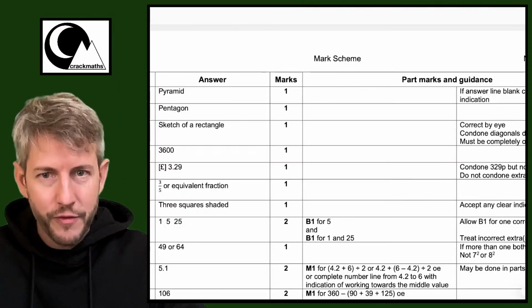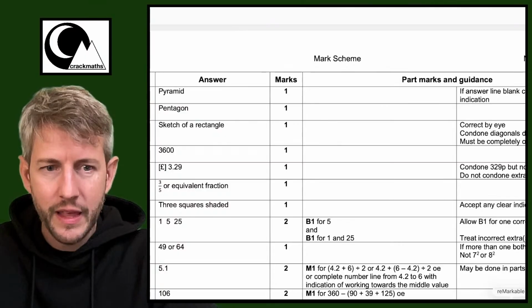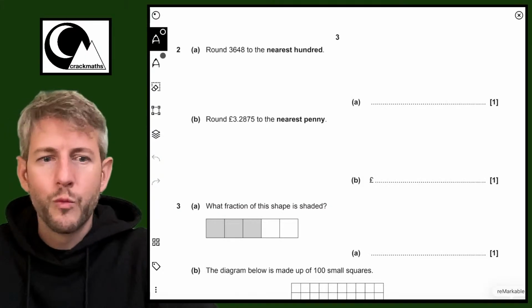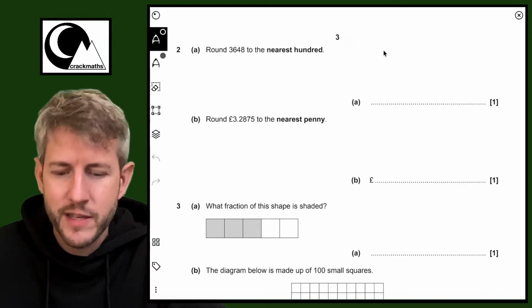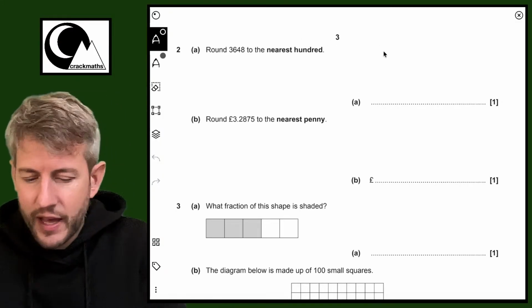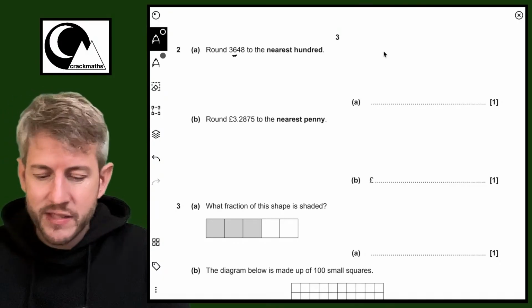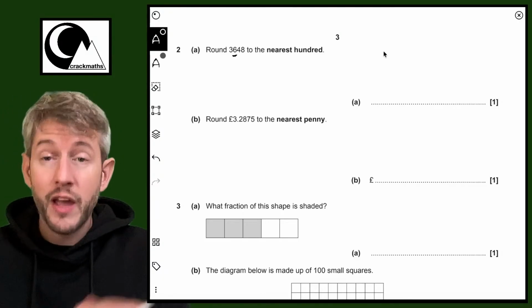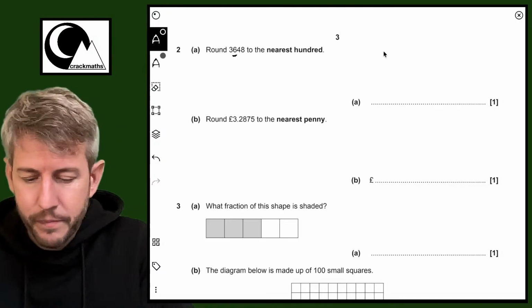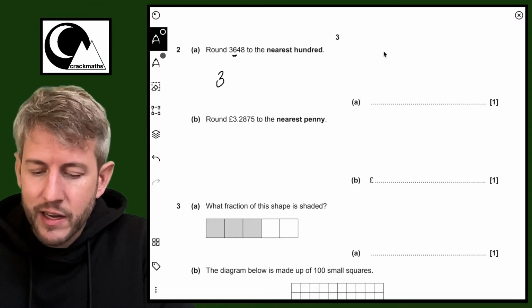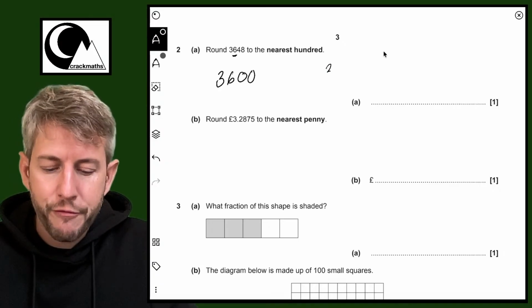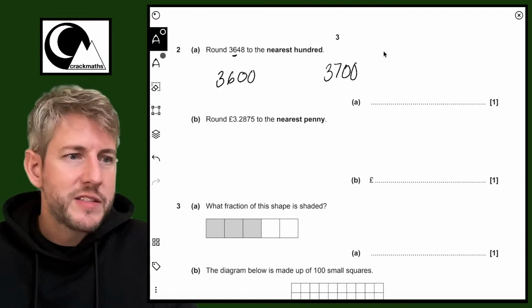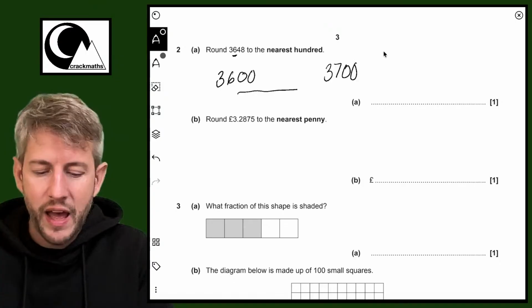Okay, so here we go. What we've got here is: round 3,648 to the nearest 100. We're rounding to this 6. So if we're rounding to the nearest 100, we're deciding, is this closest to 3,600 or is it closer to 3,700? Okay, so where are we?